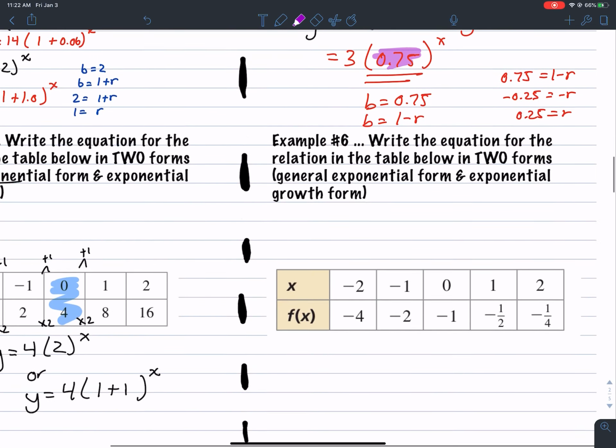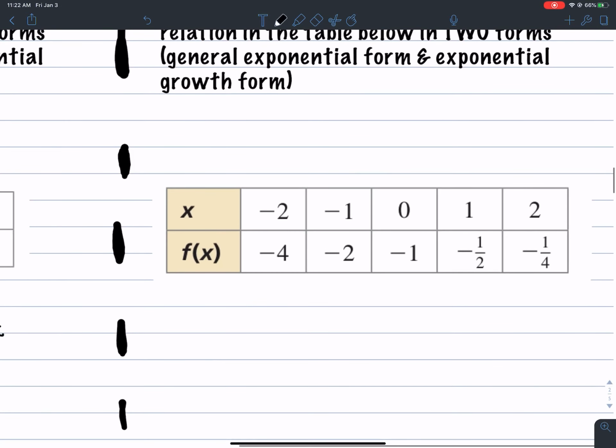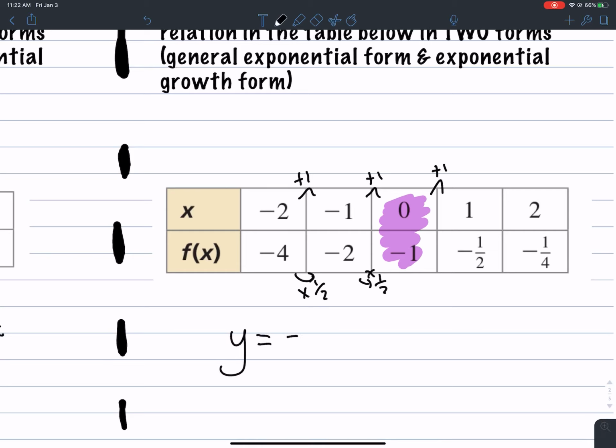So when you see a table, we need to be able to write the equation in 2 different ways. So like here, again, I can notice that my changes in x are going up by 1. And I do notice that I have the y-intercept. And I can see this pattern in my outputs or my y values is that they're always being multiplied by a half. So in general form, I know that I'm starting at -1 and I'm repeatedly multiplying by 1/2.